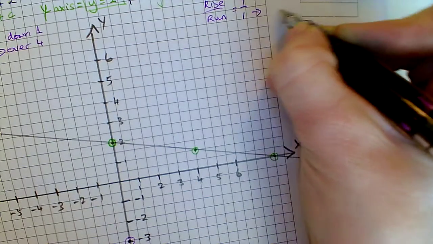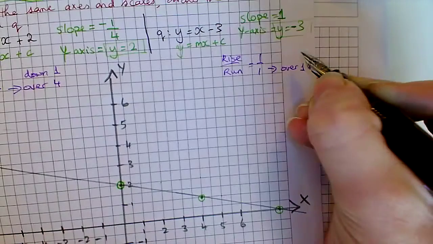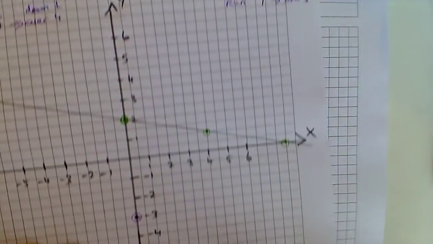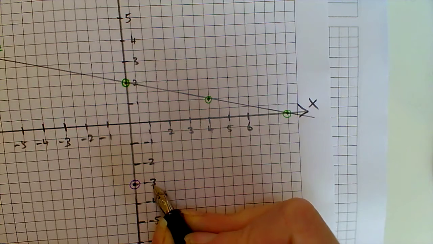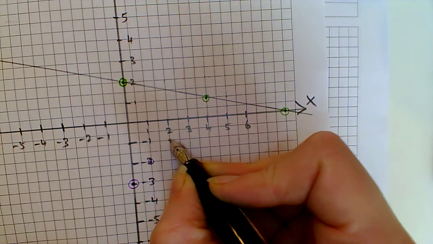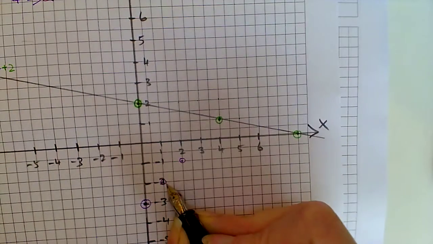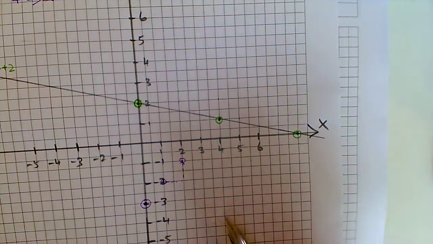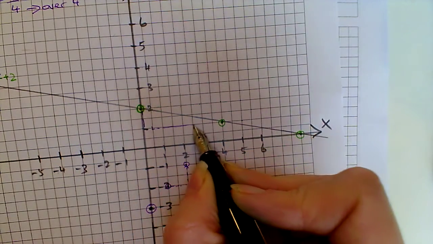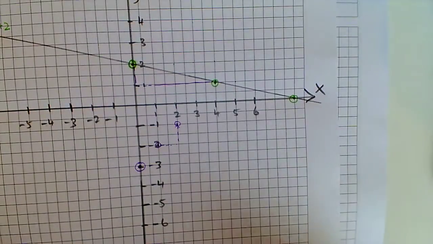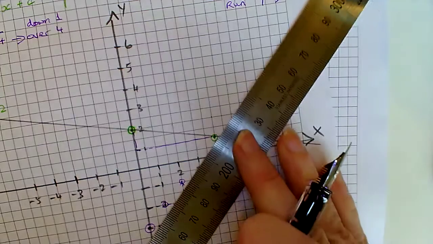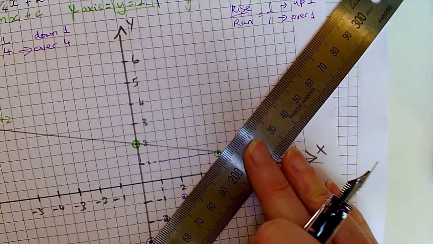That means when I go over 1, and I go up, because it's a positive slope, I go up 1. So I go over 1 and up 1, over 1 and up 1. You can keep going like that if you want to. Over 1, up 1. Whereas this one was down 1 and over 4. So now you can see this line is going to intersect over here.